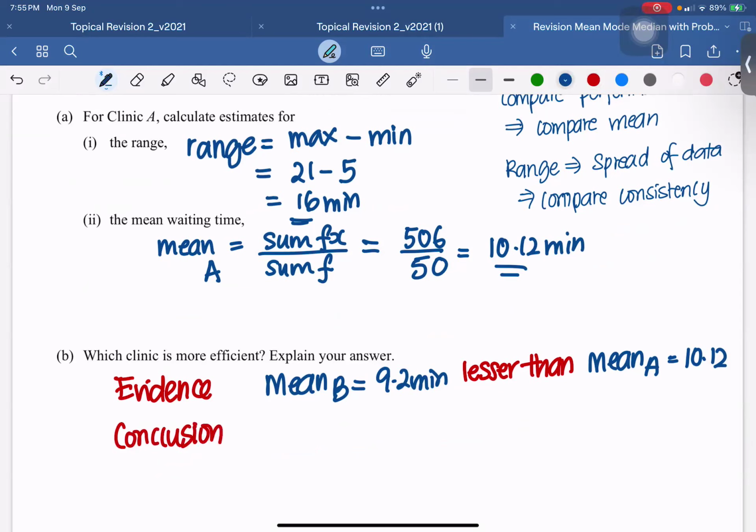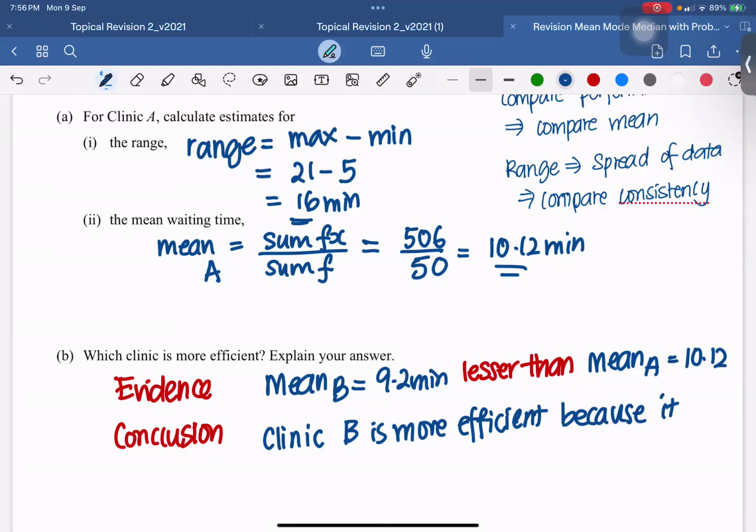Clinic B, in this case, because it has a shorter waiting time, is more efficient. Explain why. Because it has a shorter waiting time.